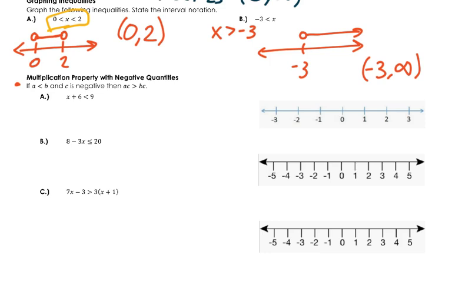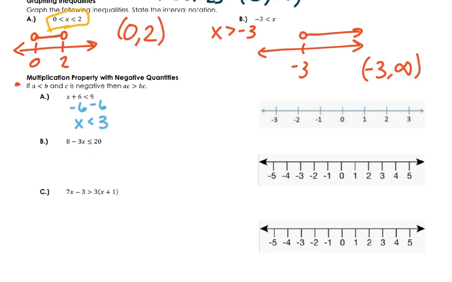To solve this inequality, I have to keep this bullet point in mind, but besides that, it's going to remind me of solving an equation. So if I were to isolate x, I would just subtract 6 from both sides, and I would get x is less than 3.